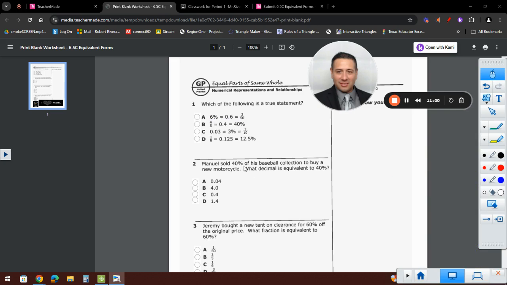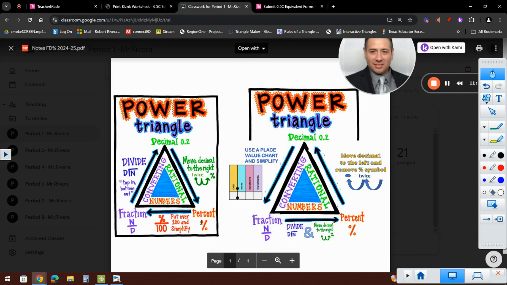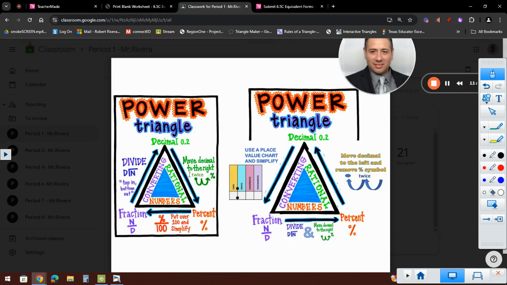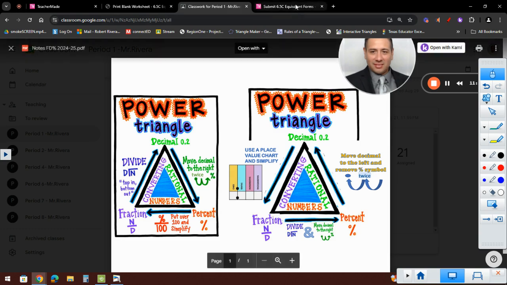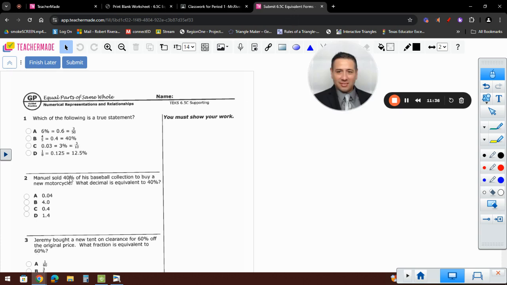Now check this out. This one is going from percent to decimal. So all I have to do is go to my triangle and check, okay, here's my percent, and I want to go to decimal. So the arrow is not going that way. Let me go to the other triangle. Here's my percent, and I'm going to decimal. There we go. Percent to decimal. Follow the arrow. It tells you here, move the decimal to the left and remove the percent symbol, and you're going to move it twice to the left. Okay? So basically my strategy here is move the decimal twice to the left, and you should find the answer pretty fast. Okay?